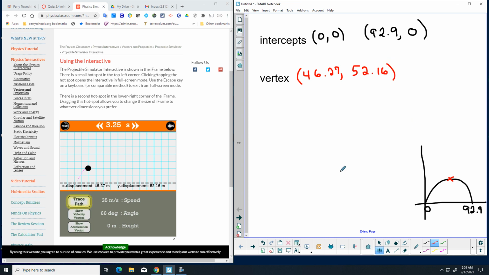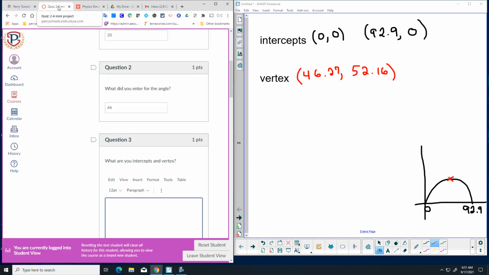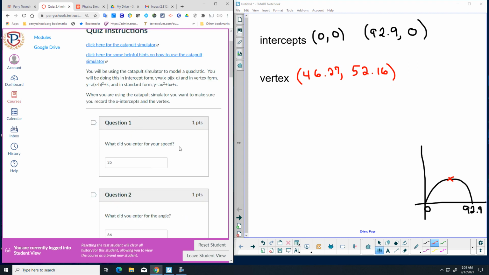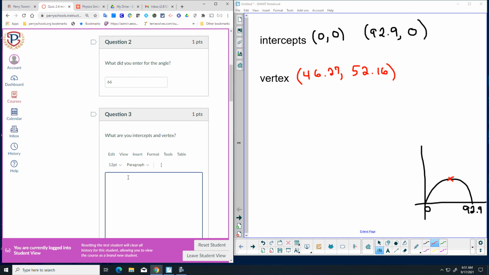All right. When you do this, you're going to have to write down your speed and your angle. What are your intercepts? My intercepts are at 0, 0 and 92.9, 0. My vertex is at 46.27, 52.16. So that's all you have to do for question 3.